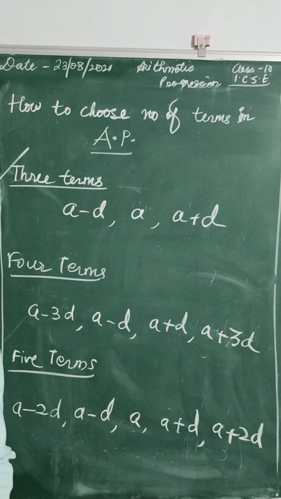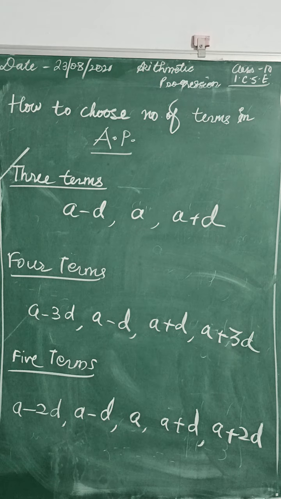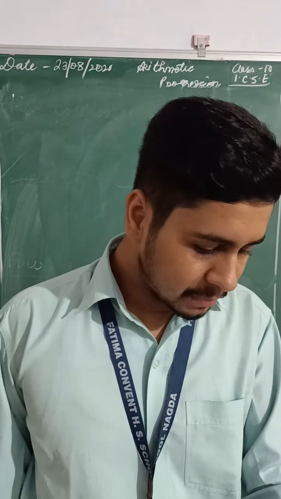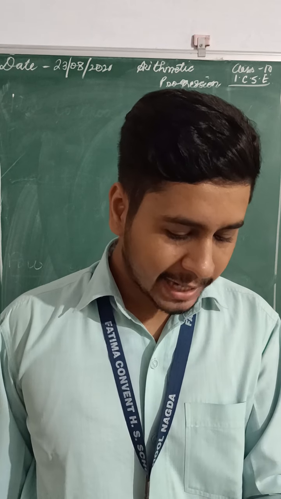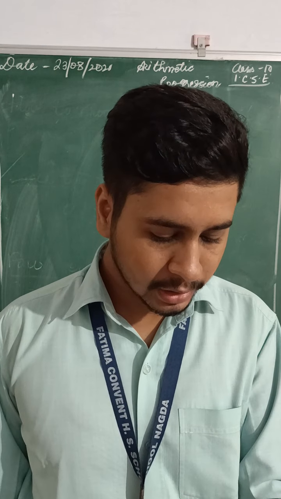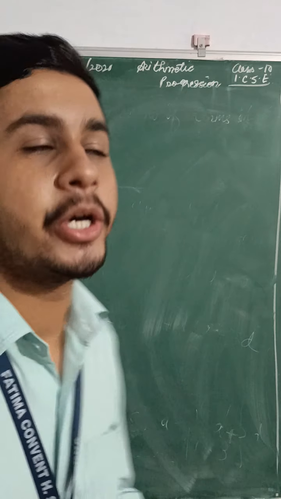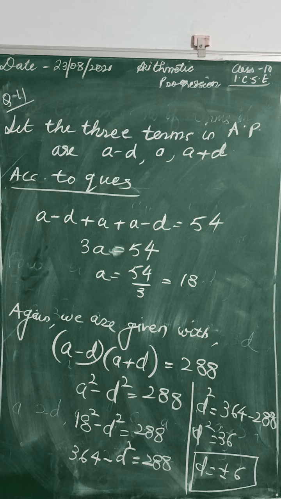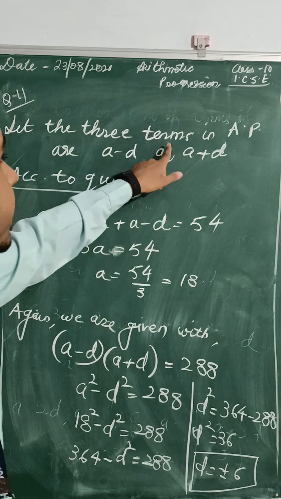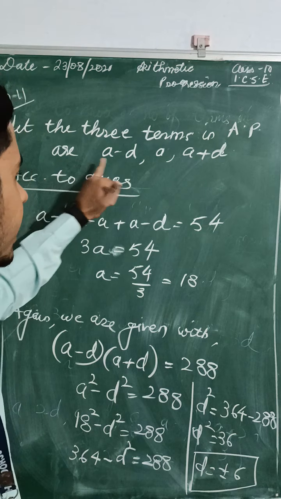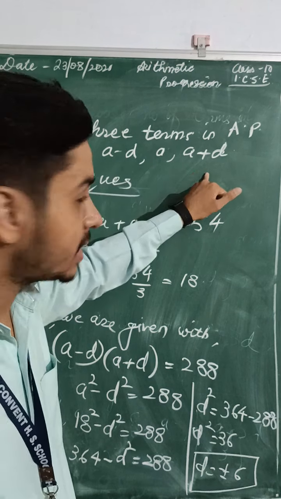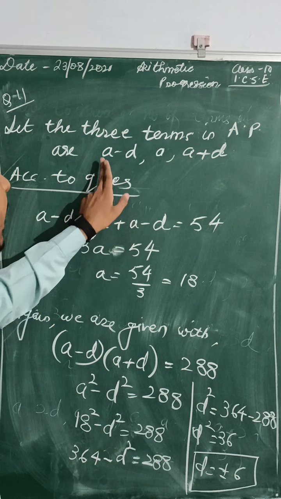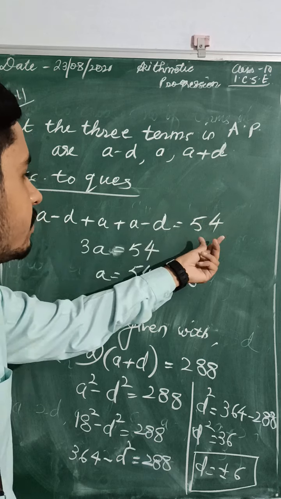Okay, now let's start with the question. We have question 11. The sum of 3 numbers in an AP is 54 and the product of first and third is 288. Find the numbers. So let the 3 terms in AP be a minus d, a, a plus d, as said before. According to the question, the sum of these 3 terms is 54.